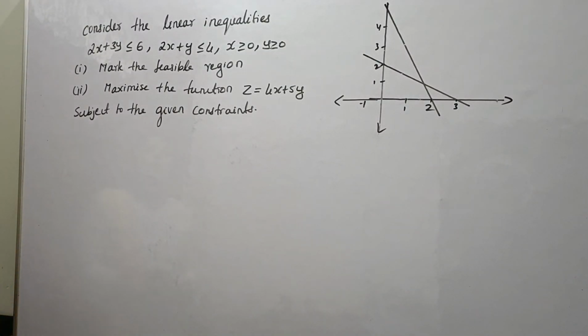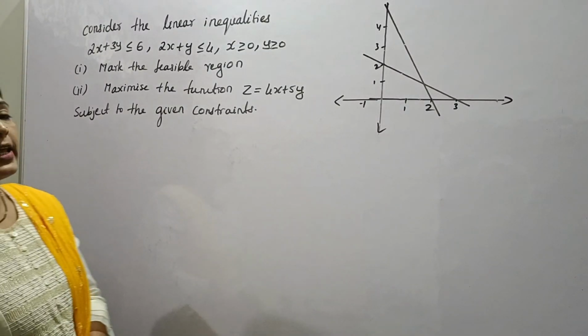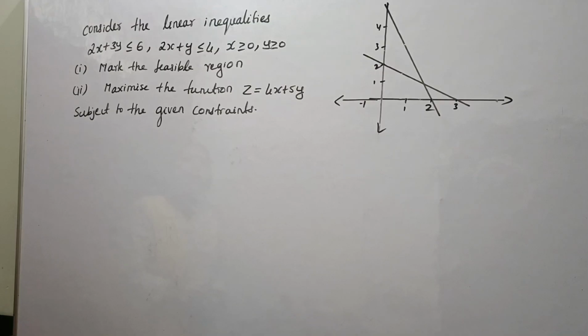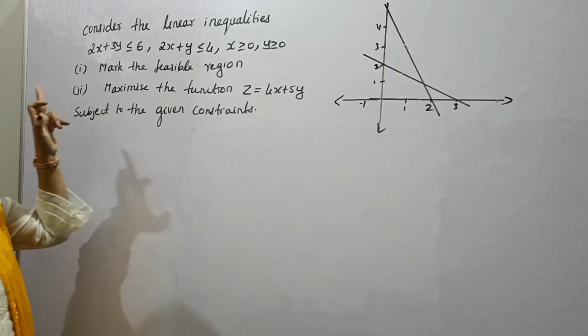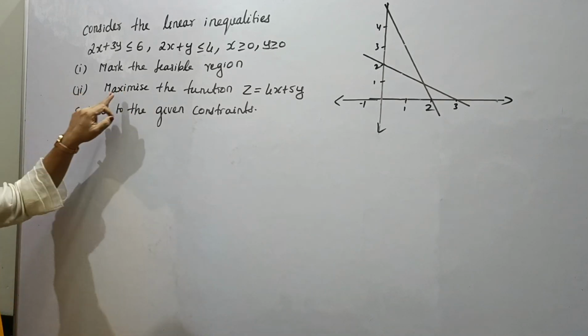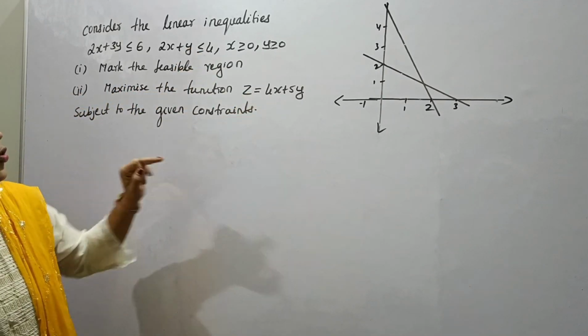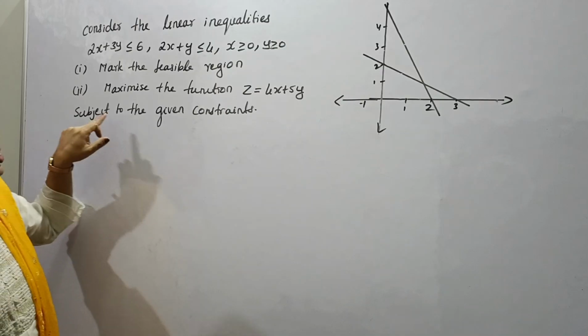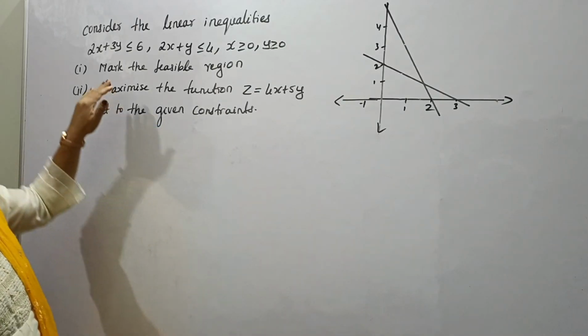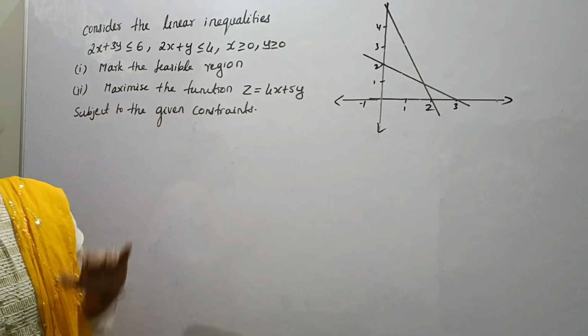Consider the linear inequalities 2x plus 3y less than or equal to 6, 2x plus y less than or equal to 4, x greater than or equal to 0, y greater than or equal to 0. First question, mark the feasible region. Second, maximize the function z is equal to 4x plus y subject to the given constraints.